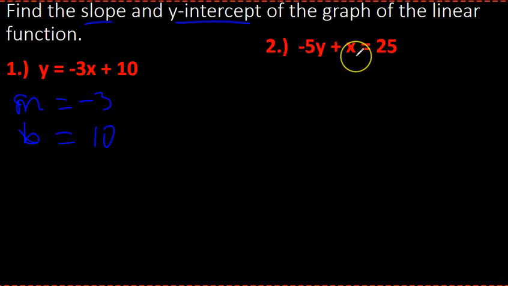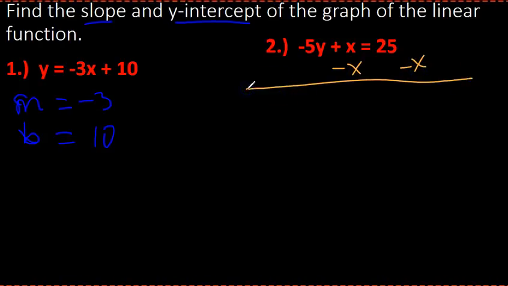How about this one? -5y plus x equals 25. Before we can find the slope and the y-intercept, we want to make sure we solve for y first. y has to be by itself. So that's the first thing we are going to do. We're going to take 2 steps. Subtract x from both sides, or add -x to both sides.